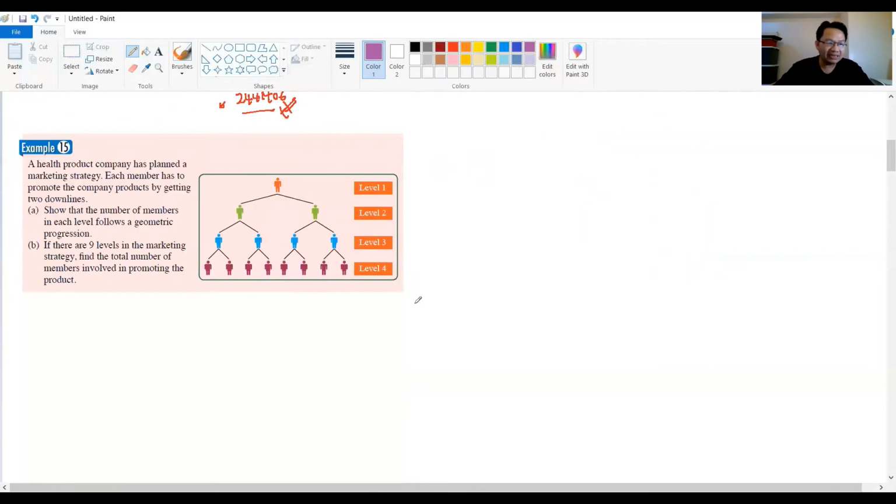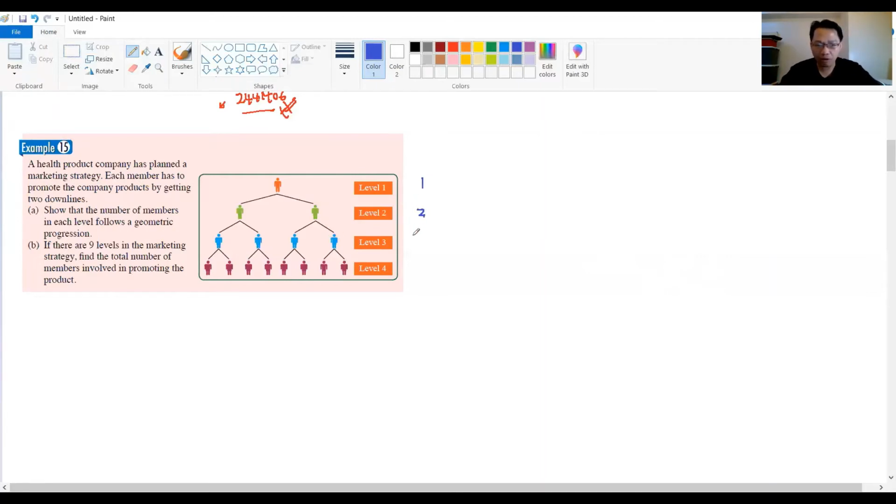Now, how about example 15? What is important here is that this is a word problem. Interesting. It is about multi-level strategy, what I call MLM, multi-level marketing. Each member has to promote the company product by getting 2 downlines. You see here, the first level, 1 person. Second level, 2 persons. Third level, how many here?